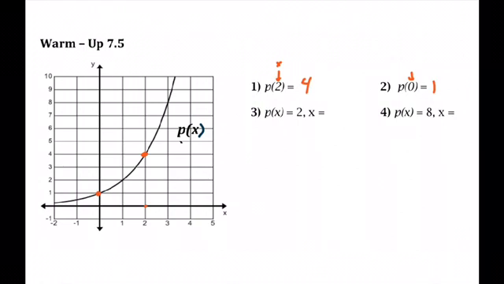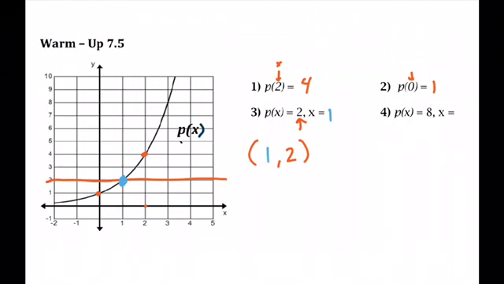So P of x equals 2. This right here is my y. I feel like it's easier to write the ordered pair and put the y in the right spot. So if y is 2, that's anywhere in this line. So where do we find the graph? Right there. So that would mean x is equal to 1. So 1 is my answer right there.